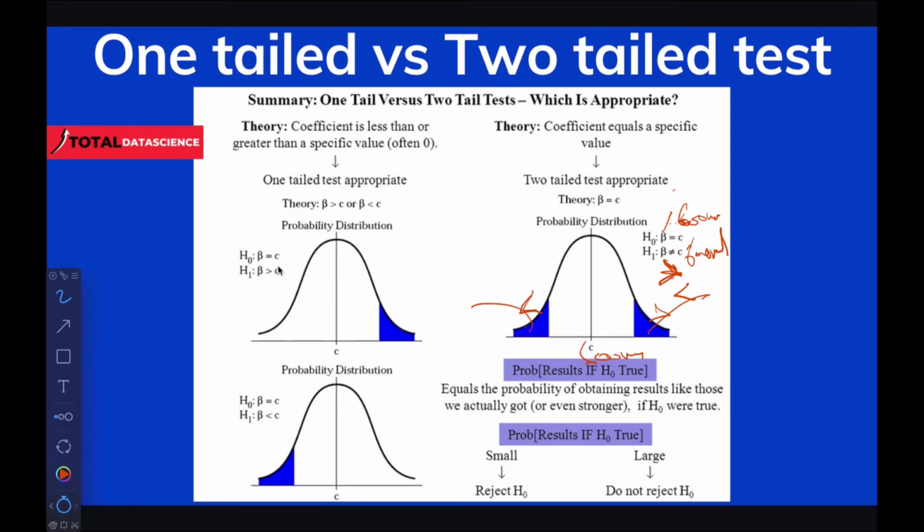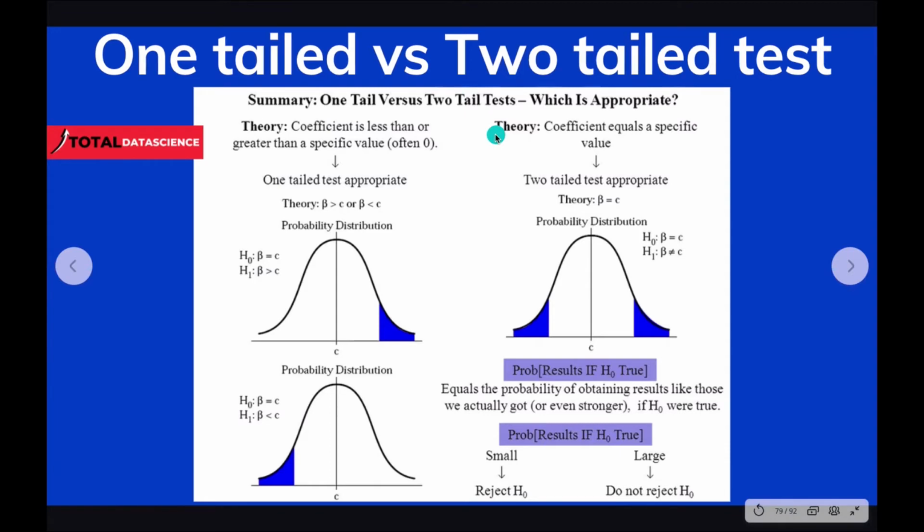Right. We can also argue that the content is greater than 600 ml. In that case, we are only interested in this part, or argue that the content is less than 600 ml. In that case, we are interested in only this part. Okay. So this is the one tail and then the two tail test. All right. So I hope this one is clear for you.